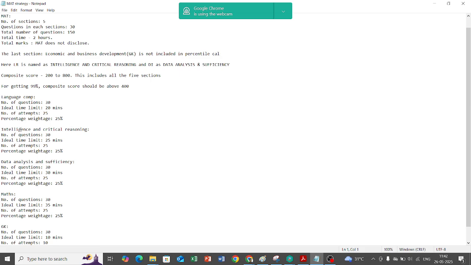Okay, now logical reasoning, number of questions is 30, ideal time limit is 25 minutes, number of attempts is 25, and percentage weight is 25%. Same thing, number of attempts means how many you need to attempt to get 99% above. You don't need to attempt all 30, 25 is just enough. Data analysis, which is DI, number of questions 30, time limit 30, number of attempts 25, percentage 25% again.